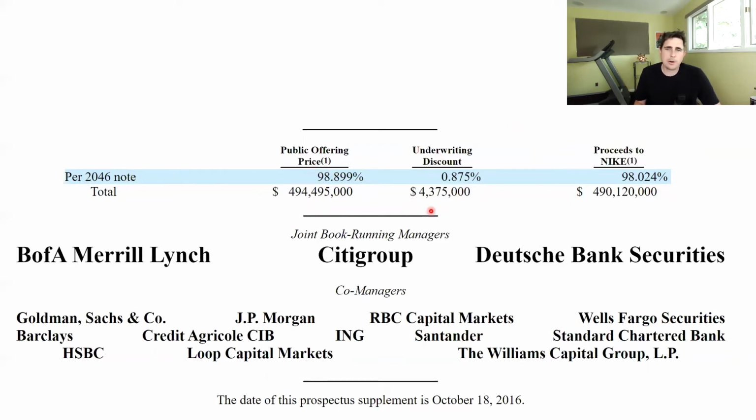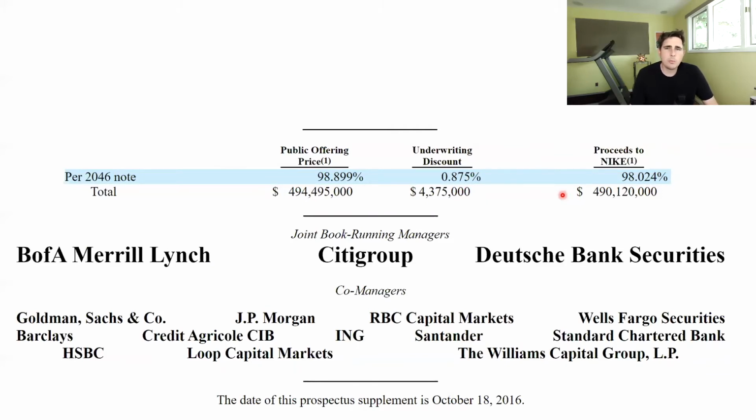There were also some underwriting discounts here. So the proceeds to Nike were a little smaller. Proceeds to Nike were 98% of face value, which equals $490 million. So in short, Nike issued these bonds. The bond had a face value of $500 million, paid a coupon of, I think, 3.375%.